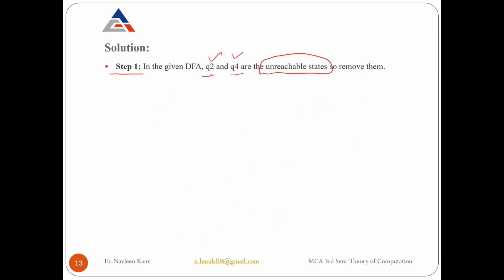So in the given DFA, the very first step is just to recognize those states which are not reachable. I have recognized that Q2 and Q4 are not reachable from the starting state because they are unreachable states. So I will remove them. Okay, so I just want to remove them.